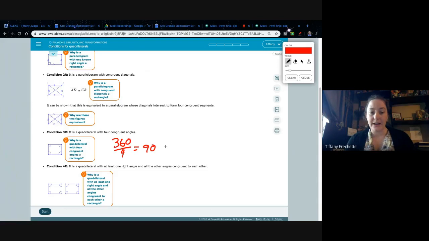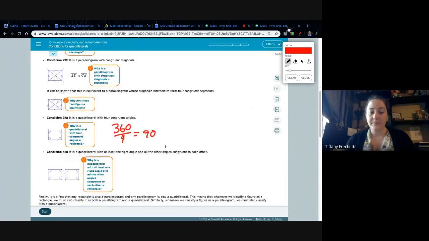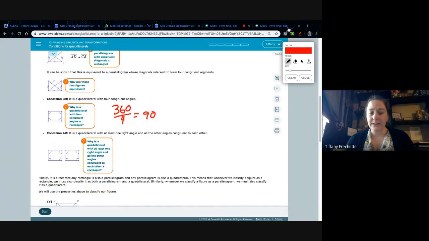All right, and then the fourth condition is a quadrilateral with at least one right angle and all other angles congruent to each other. So it's showing one right angle. So we have one little box that's showing a right angle, and all the other ones are congruent. We don't necessarily know it's a parallelogram in this case. It says it's a quadrilateral, but I know opposite angles are congruent.